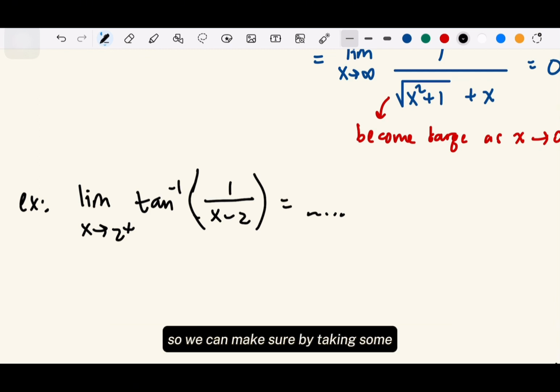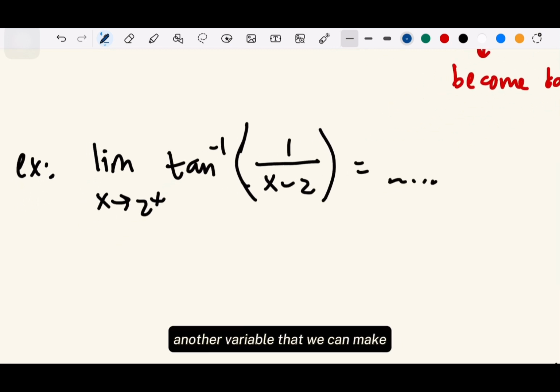So we can make sure by taking another variable that we can make.